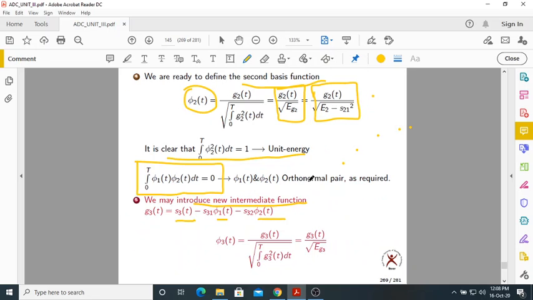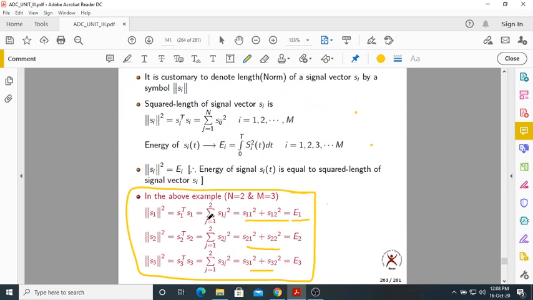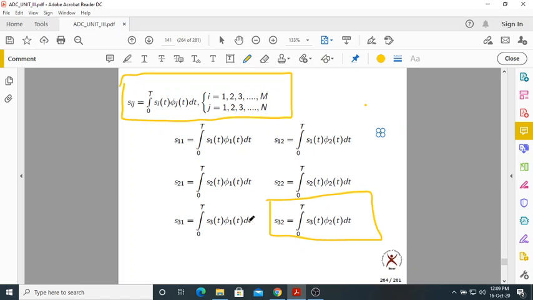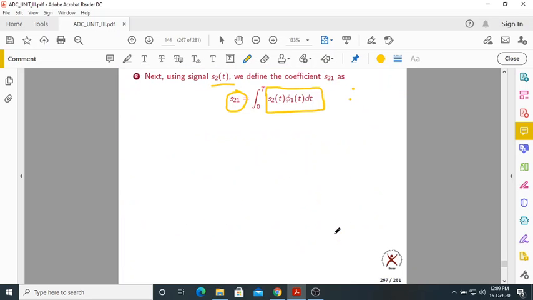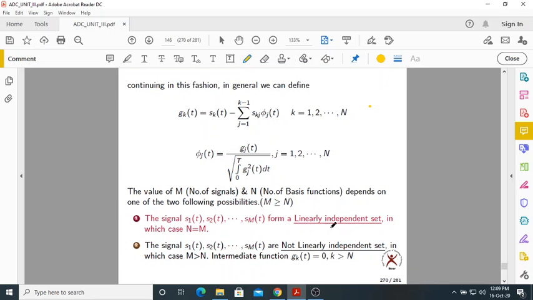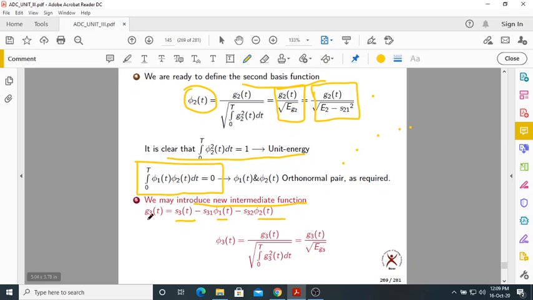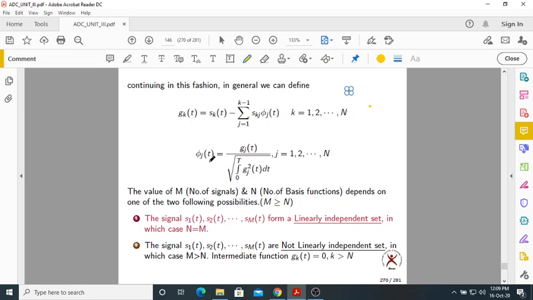Okay, you proceed like this. So how to get s31? I told you somewhere here. S31 is integration 0 to T, s3 of t, phi1 of t. You know s3, you know phi1. How to get s32? Integration 0 to T, s3 of t, phi2 of t. You know those things; these are also given to you. Just find s31 and s32. After finding s31 and s32, you find g3 of t divided by the root of its energy, and you get phi3 of t. You continue in this fashion.